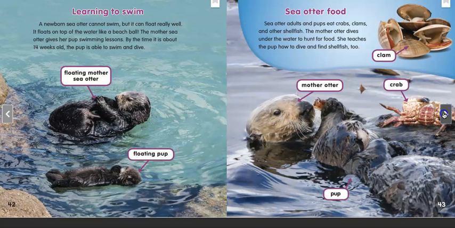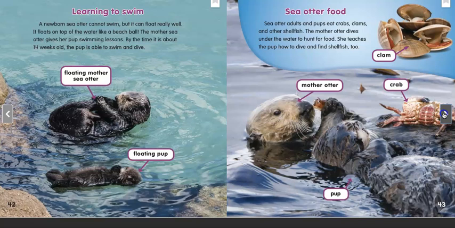Let's look at page 43. Sea otter food. Sea otter adults and pups eat crabs, clams, and other shellfish. The mother otter dives under the water to hunt for food. She teaches the pup how to dive and find shellfish too. I see captions on this page showing us a clam, crab, mother otter, and the pup.